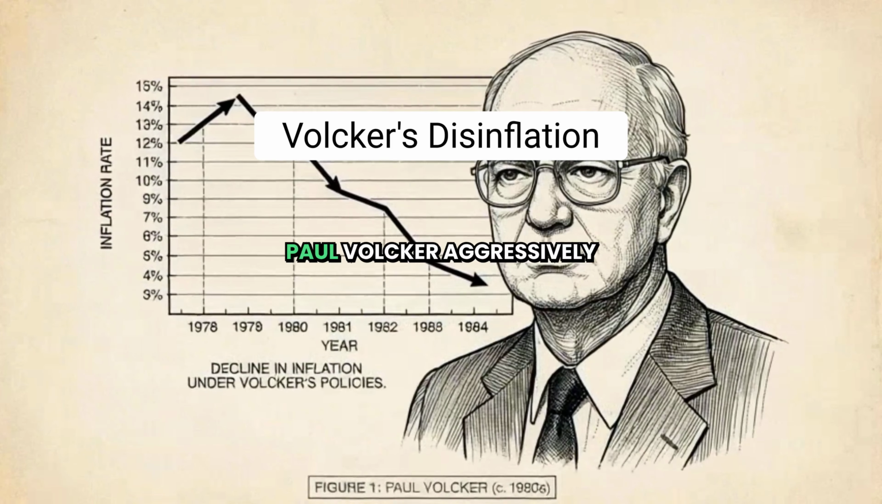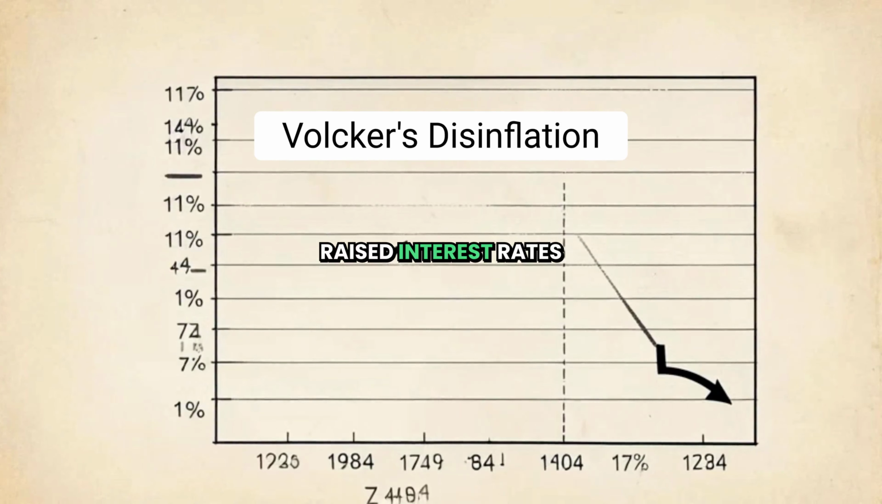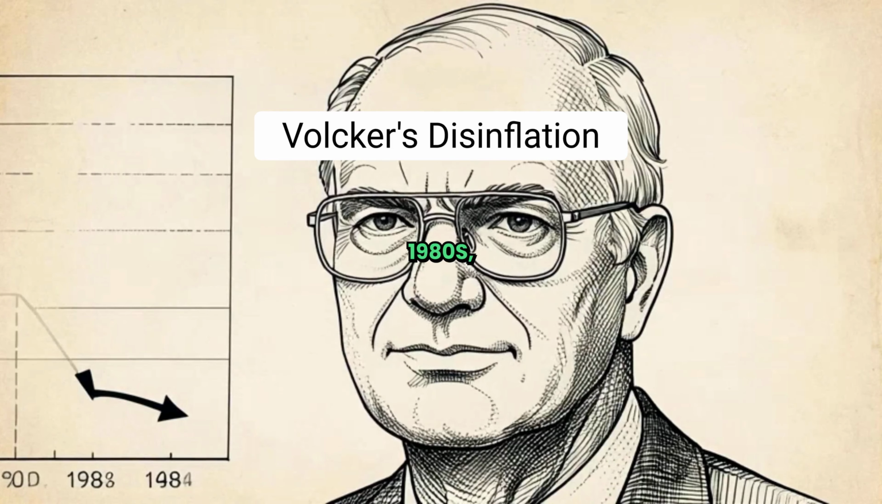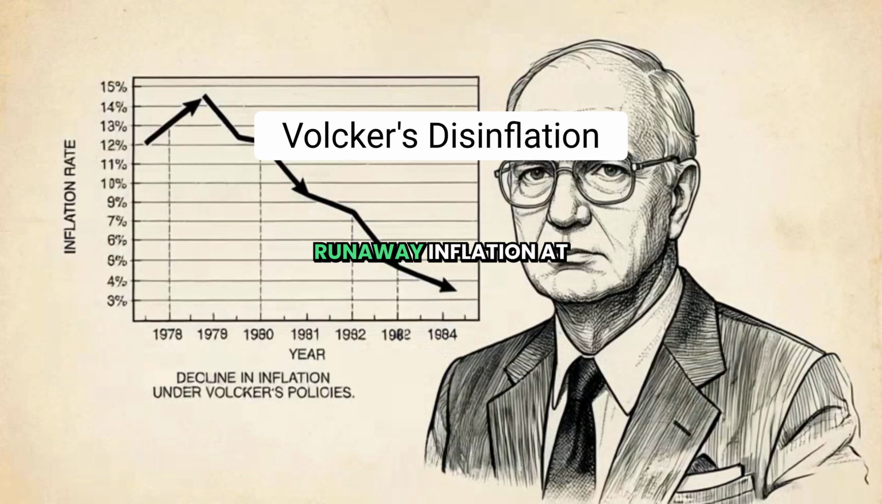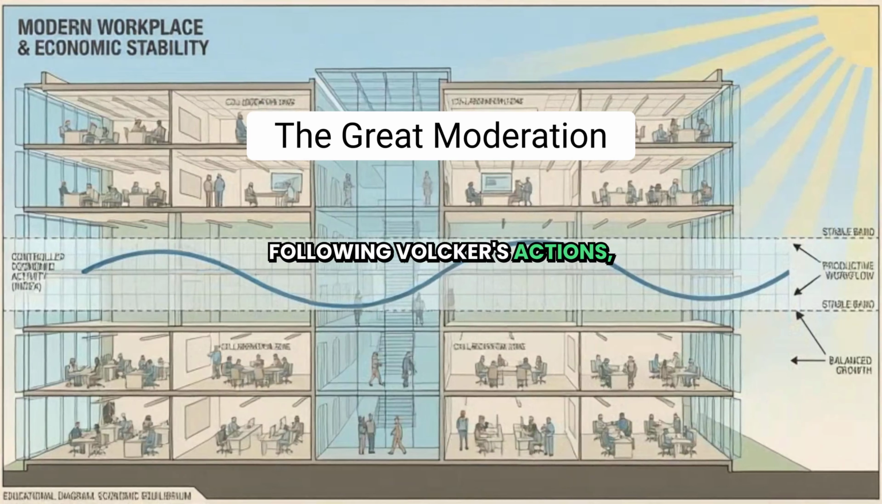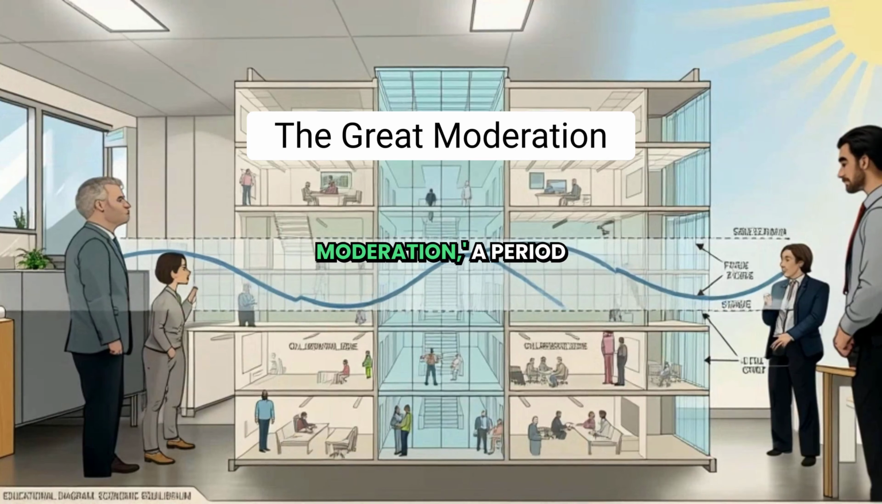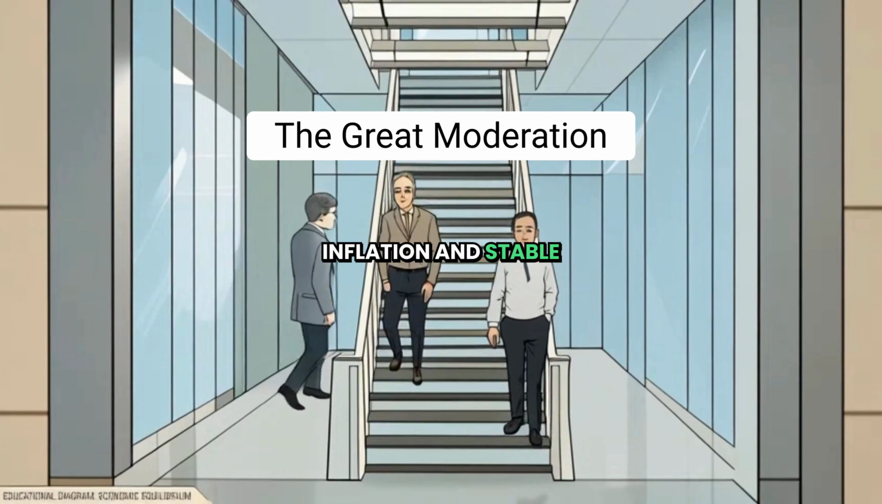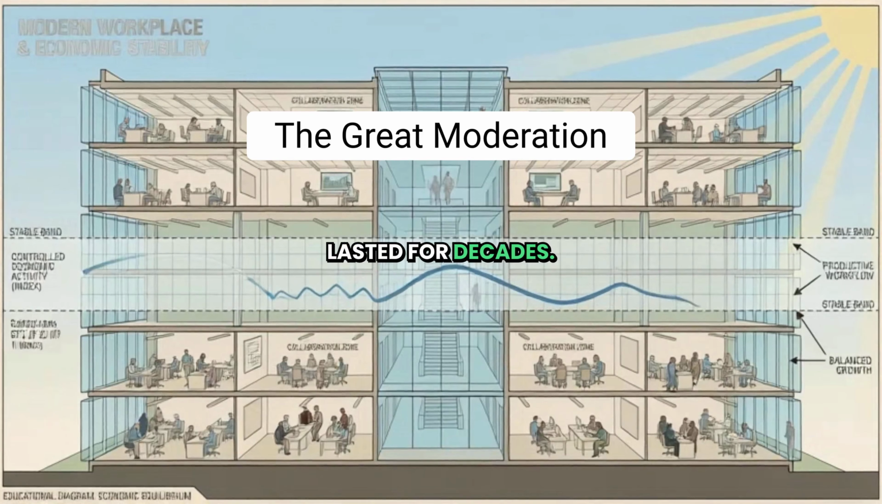Federal Reserve Chairman Paul Volcker aggressively raised interest rates in the late 1970s and early 1980s, successfully bringing down runaway inflation at a significant cost. Following Volcker's actions, the U.S. entered the Great Moderation, a period of relatively low inflation and stable economic growth that lasted for decades.